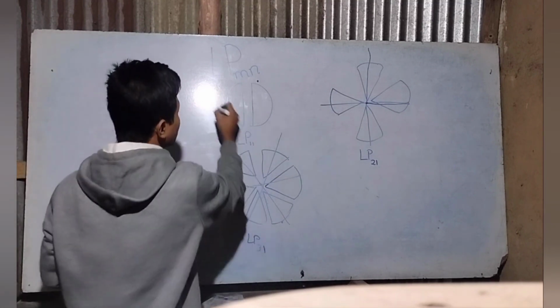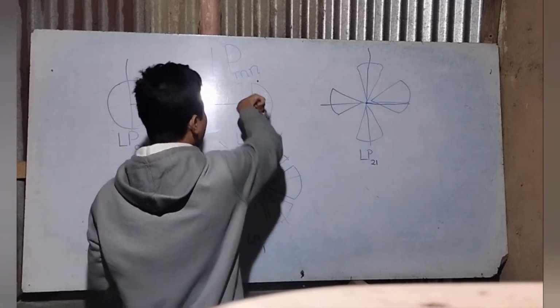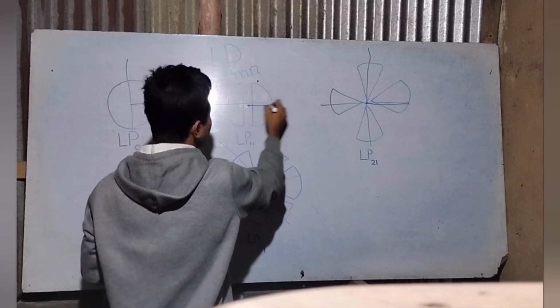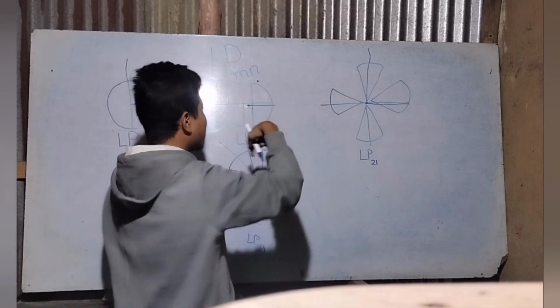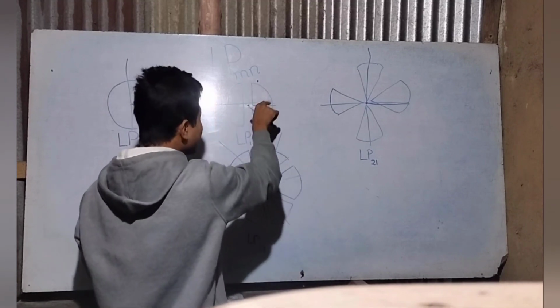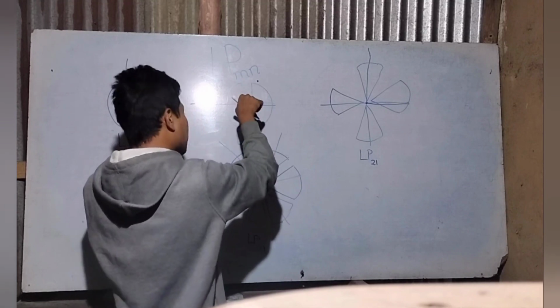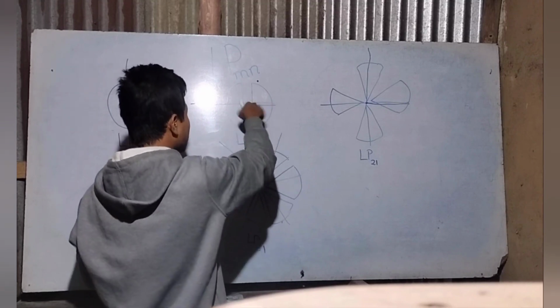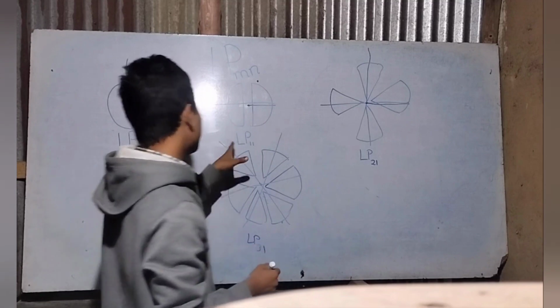For this one, this will be LP1, and when I take a radial line and it rotates, at maximum at an instant the number of modes it meets will be 1. So we have the LP11.